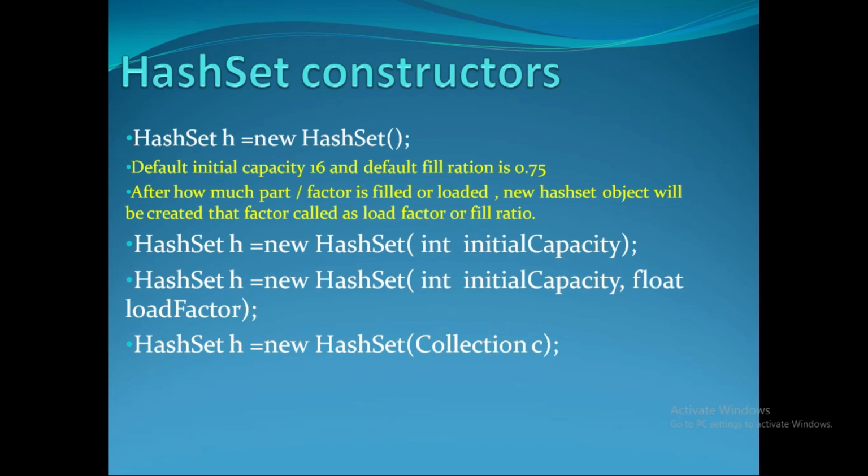Now the next one is new HashSet with the collection. It means if we already have a collection, then we can directly convert it into a HashSet by using this constructor, new HashSet, which takes the collection as an input argument. So that is all about the HashSet constructors. In the next video we are going to see the internal implementation of the HashSet, how it works internally, practically.